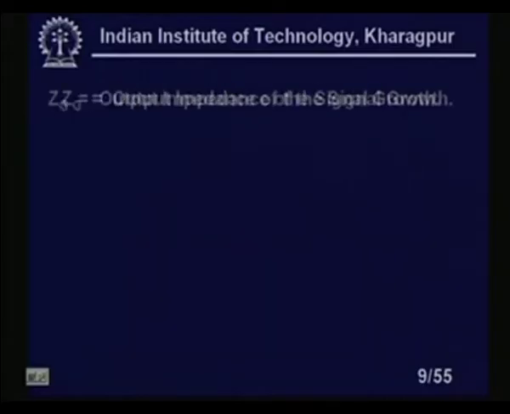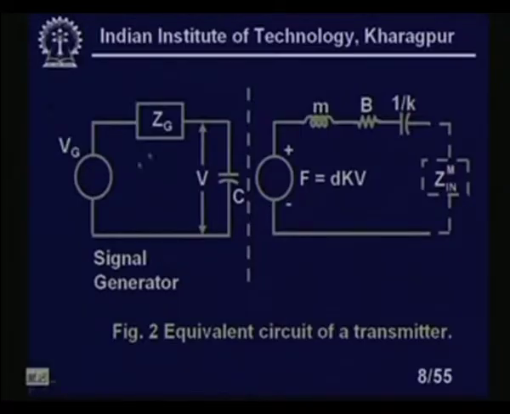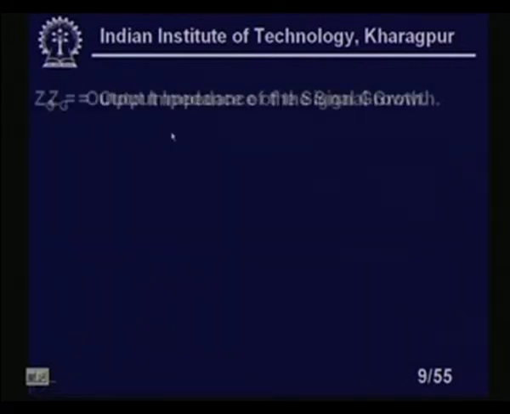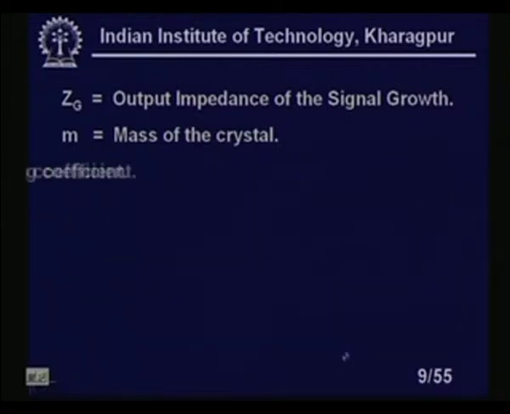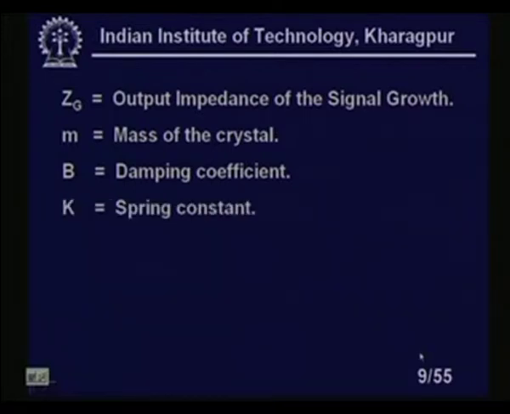I am discussing all this in the context of piezoelectric crystals, where you see Zg, the output impedance of the signal generator. Let me go back again. Zg is here on the generator side, the output impedance of the signal generator, the mass of the crystal M, the damping coefficient B, and K the spring constant.